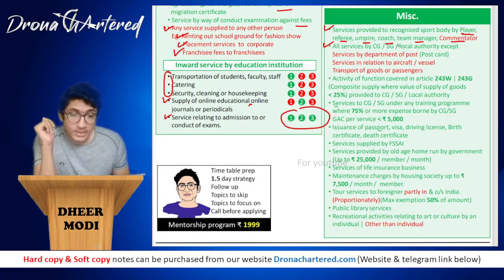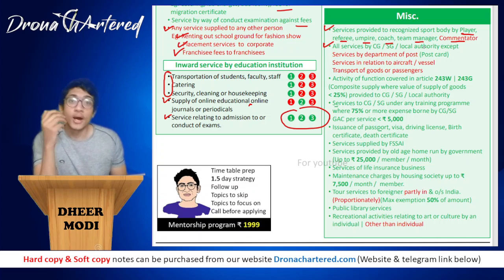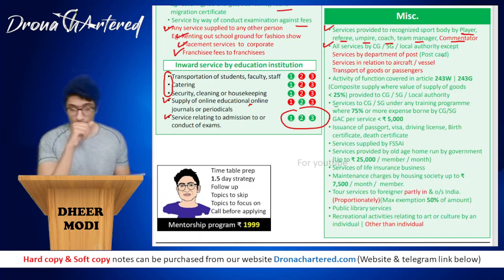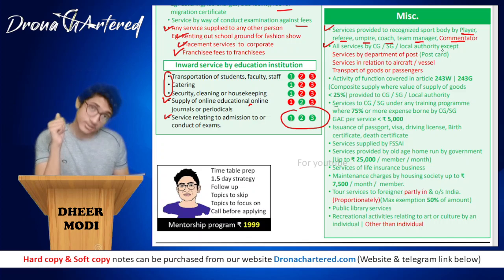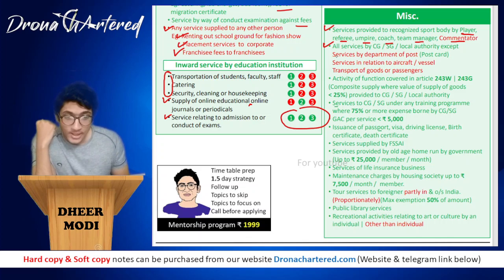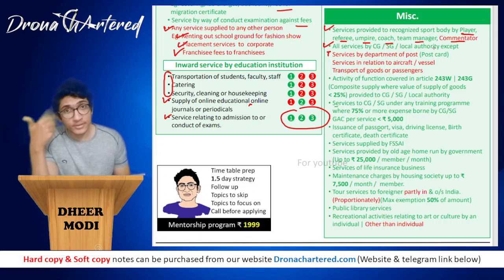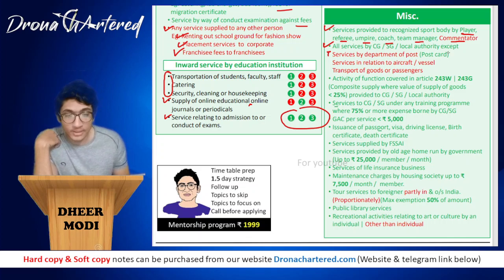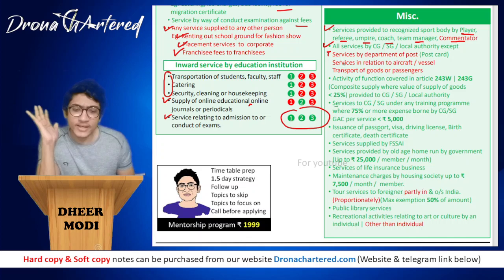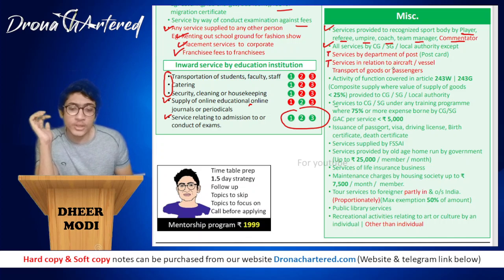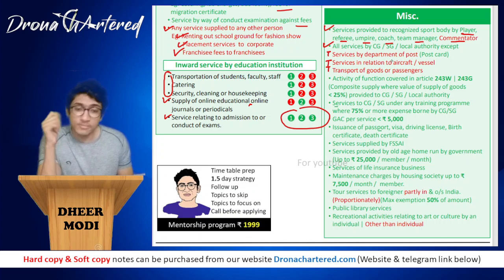All services by CG or SG or local authority are exempt, except. That is, the services which are in the except will become taxable. That is services by Department of Post. Services by Department of Post will become taxable. However, if it is service of postcard, it is exempt. Okay, so this color will make it very easy to understand what is taxable, what is exempt. Services in relation to aircraft or vessel are taxable. Transportation of goods or passengers by CG or SG will become taxable.